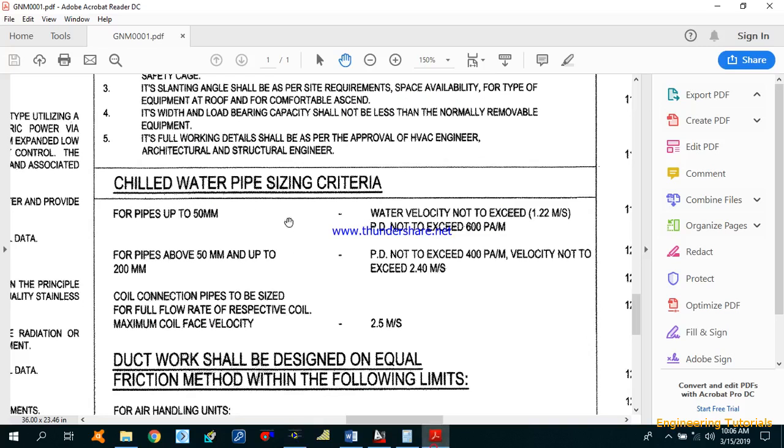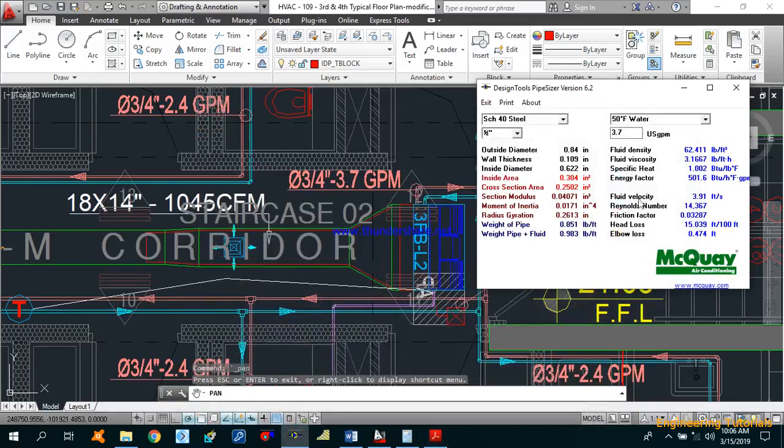As I already told you, our design document from the general mechanical note says if pipe size is less than 50 mm, velocity should not exceed 1.22 meters per second. If you convert this velocity to feet per second, it will be 4 feet per second, and the pressure drop will be 4 feet per 100 feet. So if we move over there, fluid velocity is almost on the border, that is 3.91. Actually it is less than 4 feet, but head loss is too much, that is 15.039, that is not acceptable.